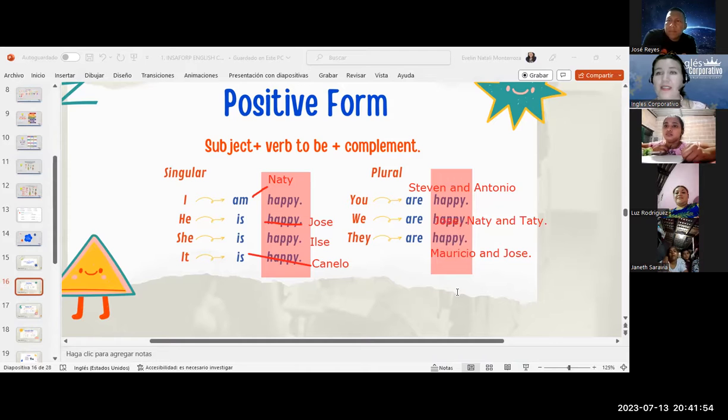I am Nati. He is Steven. She is Luz, right? It is a cup. It can be an example, right? Using the people from the class. Usando a las personas de la clase. Me puede dar los tres ejemplos. And we are going to make it different. Okay, lo voy a sacar de aquí para hacer los ejemplos.